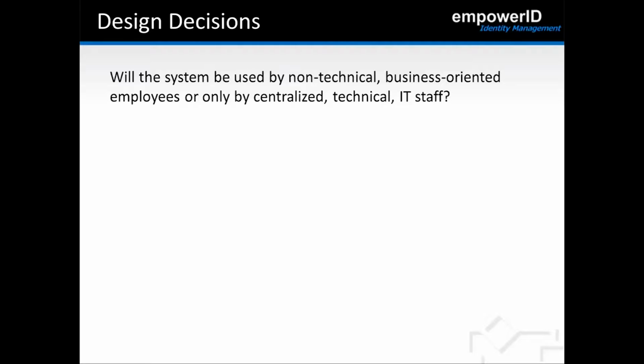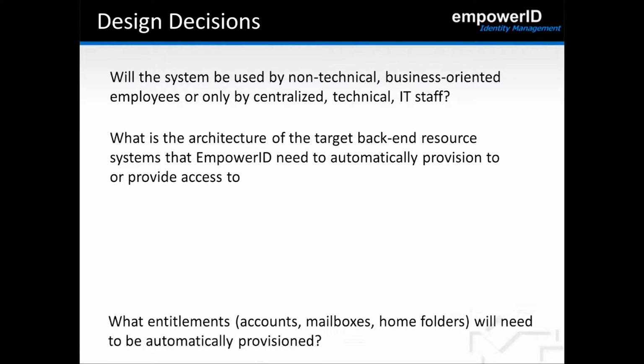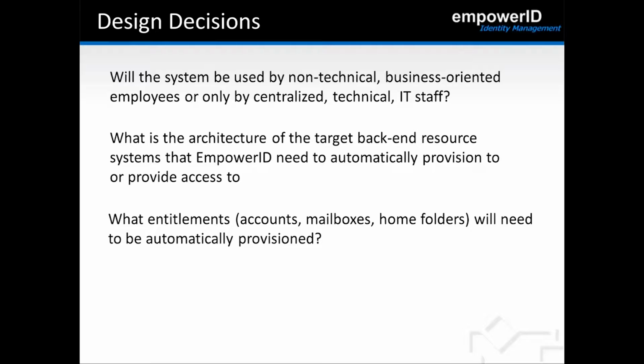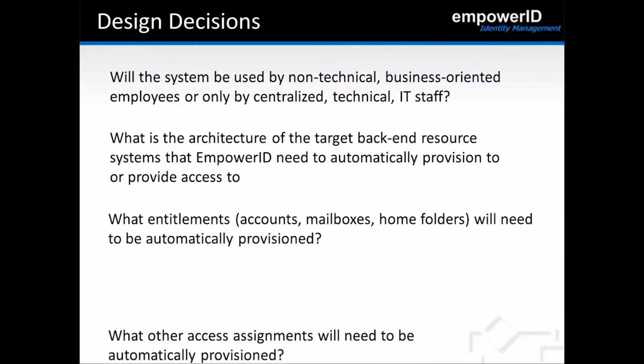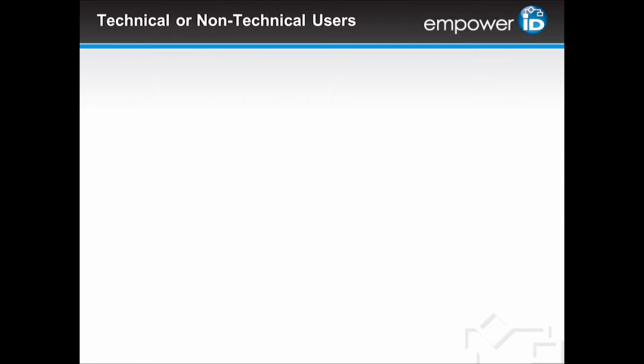So the first one we have is, will the system be used by a non-technical business-oriented employee or only by centralized IT staff? Then we want to look at what the nature of the architecture of the back-end resource systems are that we need to automatically provision to or provide access to. We need to take a look at the entitlements, such as accounts, mailboxes, and home folders that we'll need to automatically provision. And then also take a look at some other access assignments, such as group memberships, web page assignments, those types of things that we need to automatically assign and provision. So let's take the first one.